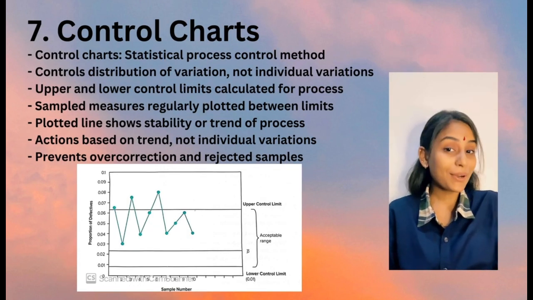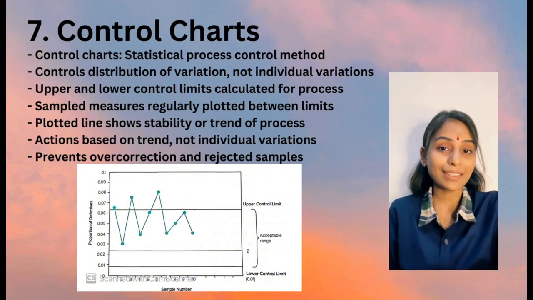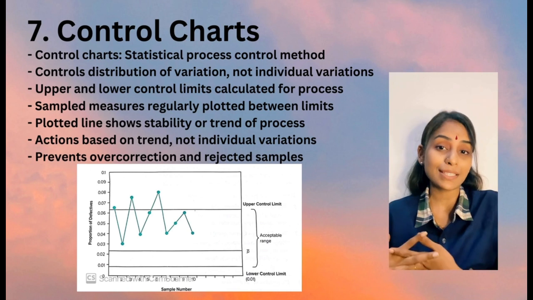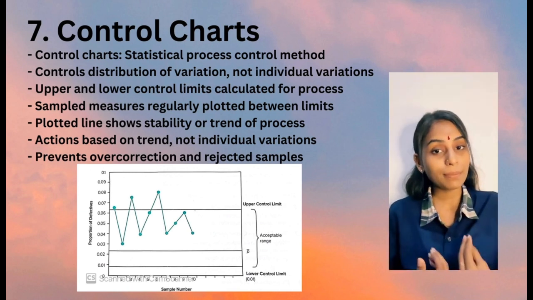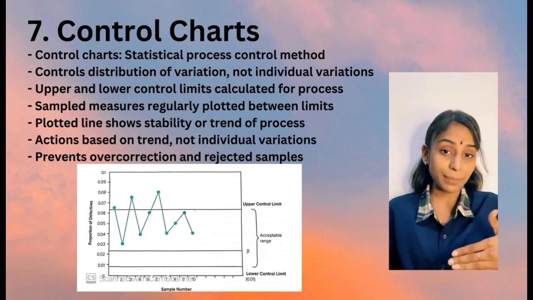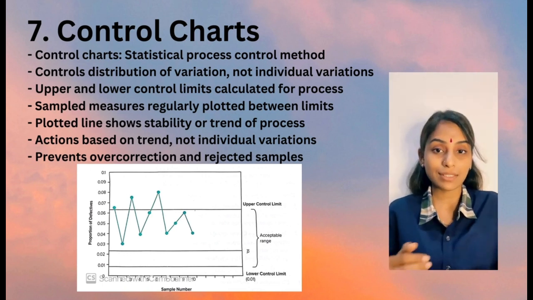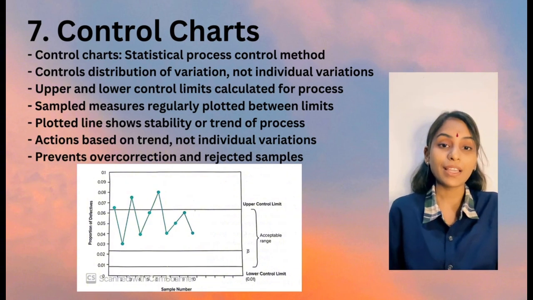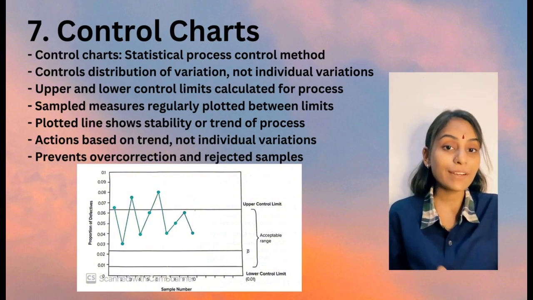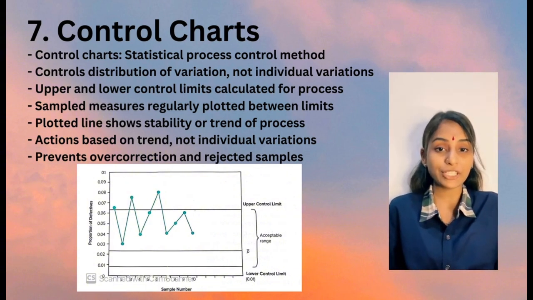Here's the last but not least. Control charts are like a dashboard for production. They help us keep an eye on how things are going by plotting sample measures between upper and lower limits. This way we can see if the process is stable or if there's a trend that needs attention. Instead of reacting to every little change, we focus on the big picture trend to avoid overreacting and wasting resources.